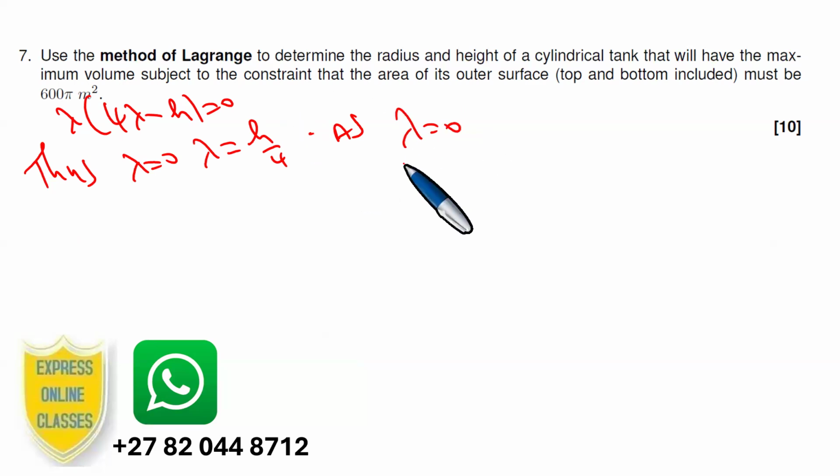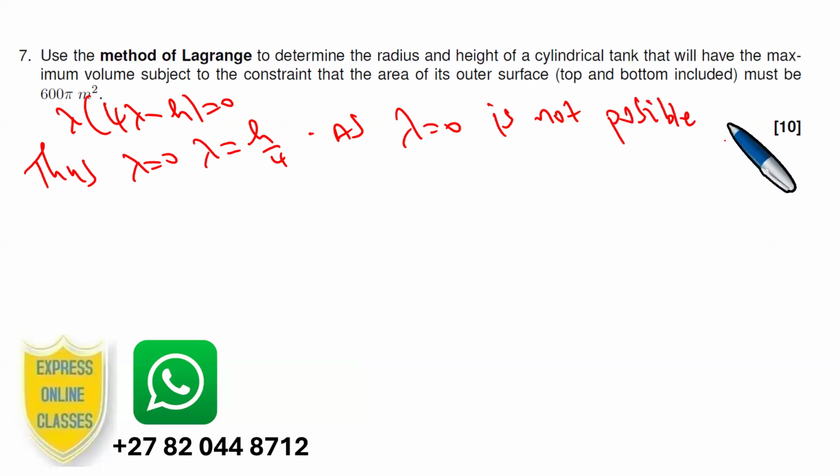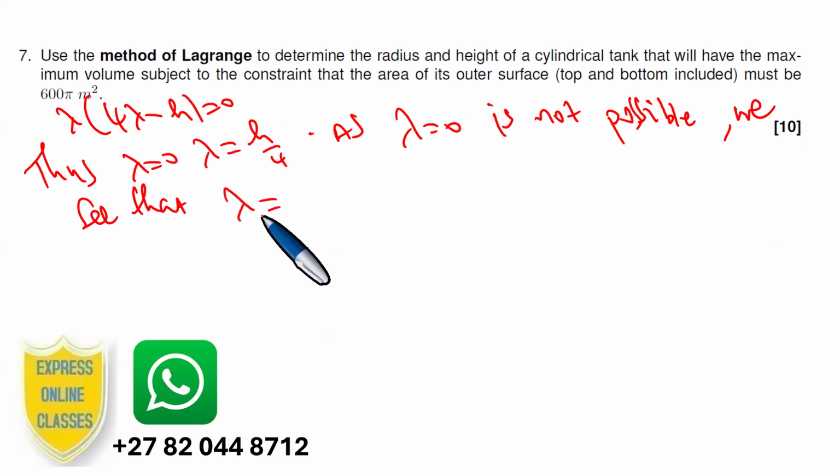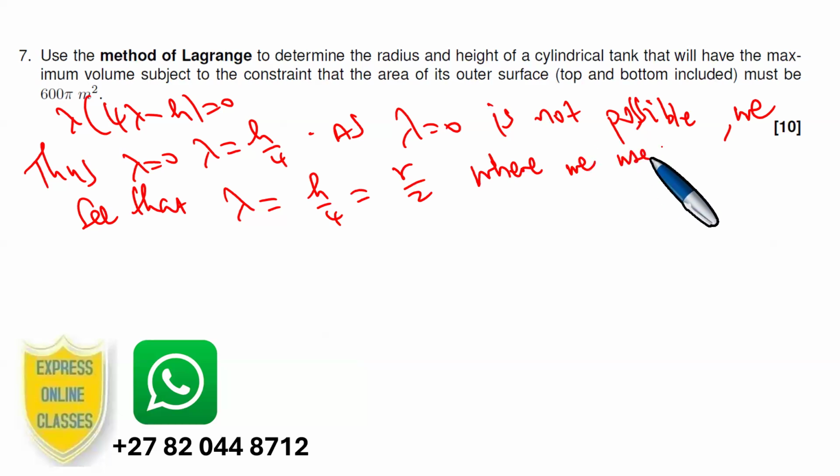Lambda equal to 0 is not possible. We see that lambda is h over 4, but this becomes exactly r over 2, where we used equation one.